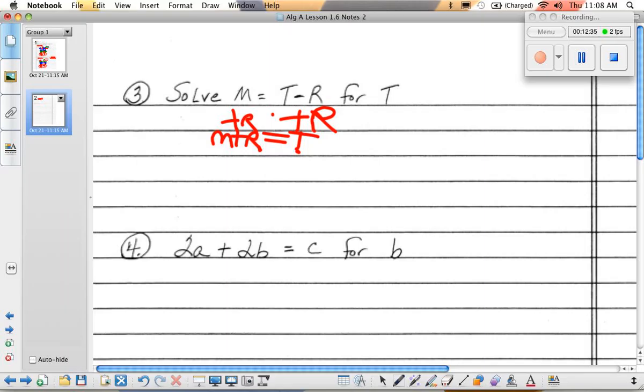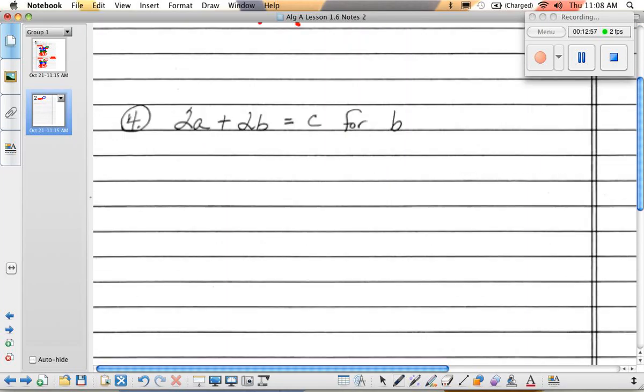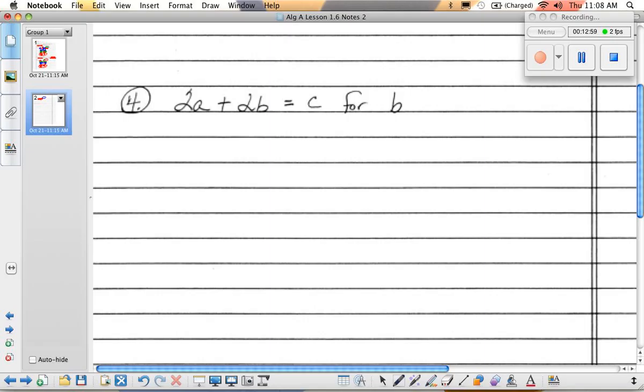This was just one simple step. We said we needed to solve it for t, and Malcolm said, oh well, on the side where t is, r is being subtracted, so I have to undo subtraction by adding. So it was just a simple one-step one to do, wasn't it? M plus r equals t. Any questions? Okay, so I want you to at least decide what would be the first move you would make on this next one, and try and make just the first move on your own.